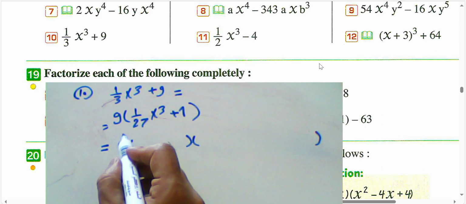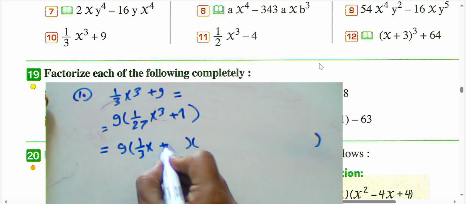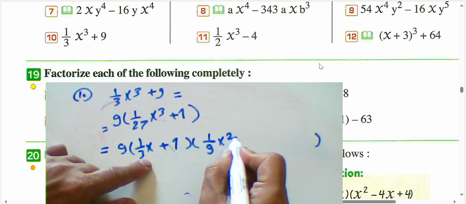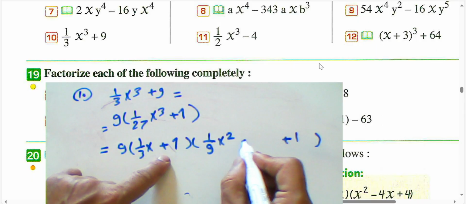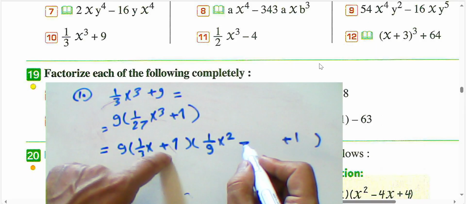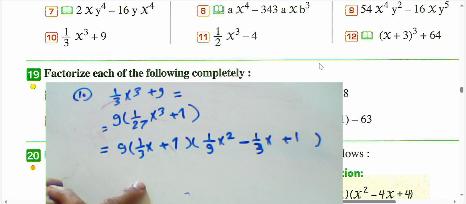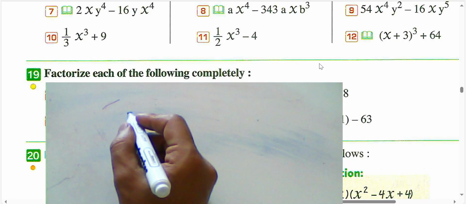Cubic root of the first, it will be 1 over 3x. Cubic root of 1 will be 1. 1 over 3x power 2 will be 1 over 9x power 2. 1 power 2 will be 1, and in the middle, first and second, change the sign, it will be negative 1 over 3x. This is question number 10.